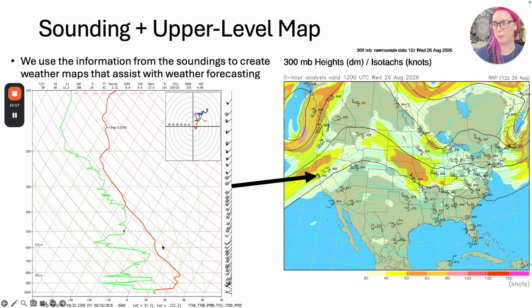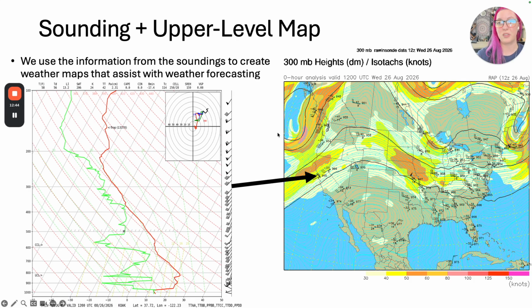So what we do in the real world is when we have these balloon launches, this here is a sounding from Oakland Airport, which is here. We take all of this data and put it into software to make upper level maps. Atmospheric scientists are always trying to see what is going on in the atmosphere. When we're looking at upper levels, so really high above our head, this is 300 millibars, think about 36,000-ish feet, where planes fly.